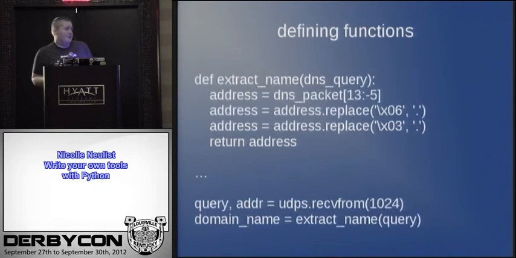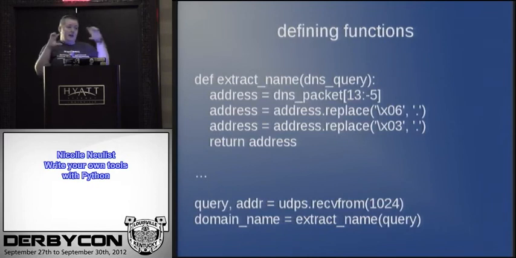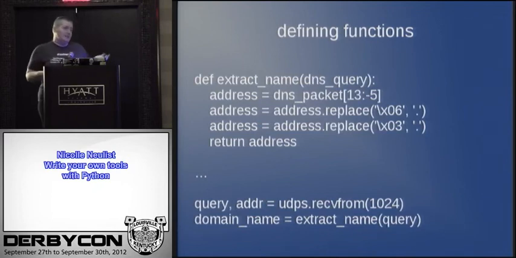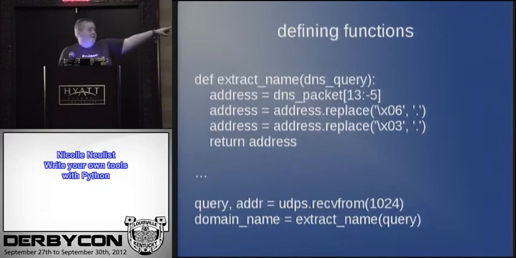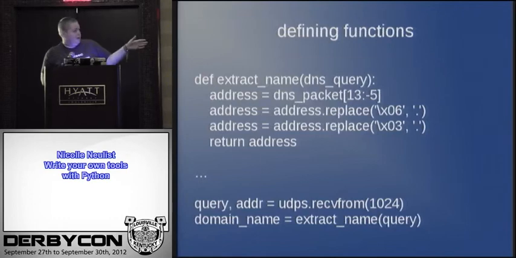You write a function. I've got it called extract name, DNS query. It's going to take the string of the hex of the DNS query packet. And then here it says address DNS packet brackets 13:5. You're going to see this syntax a few places in here. This 13:5 means start at the 13th character of the string and stop 5 from the end.